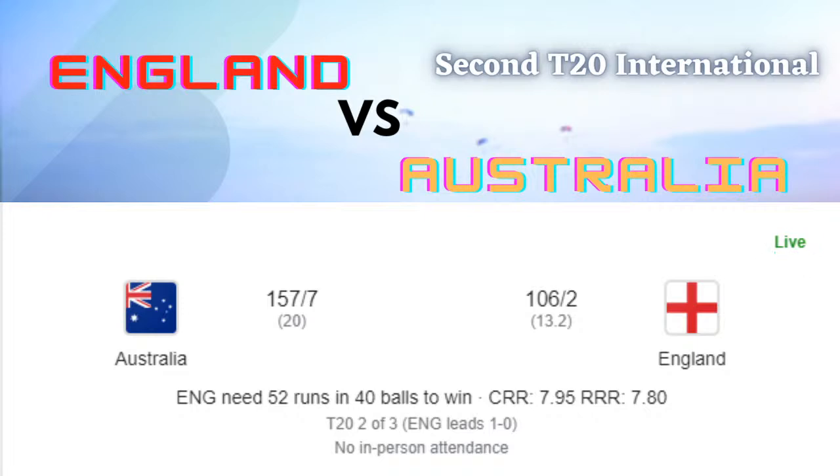Ashton to Butler, chipped it over extra cover. It's in the air, but it is well over the fielder, and it goes to the boundary. That is a 4 for him, and that brings up the half century for Josh Butler. Very well played.